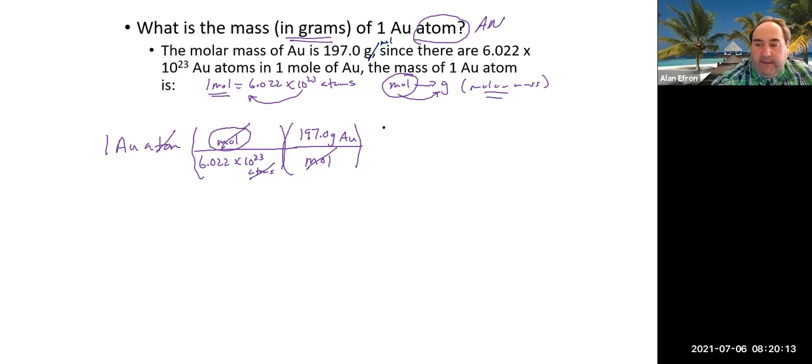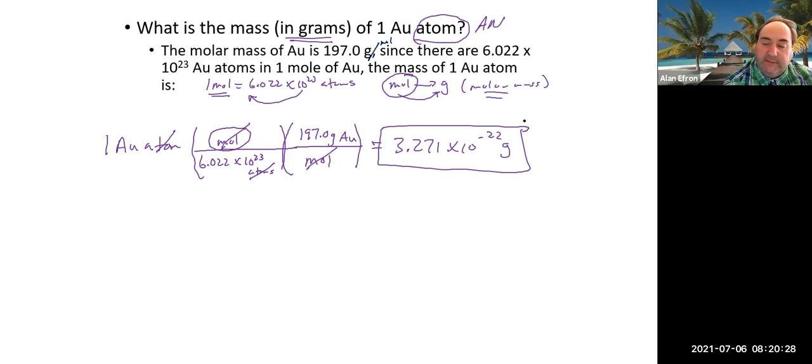And if we do all that good stuff, we do end up with about 3.271 times 10 to the minus 22 grams. That obviously is a super small number, which makes sense if we think about it, we're talking about one individual gold atom. And obviously it should be a very, very small number, as atoms are very, very small. Question on any of that calculation there?